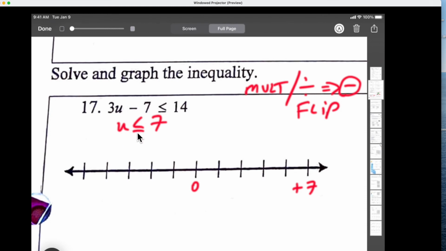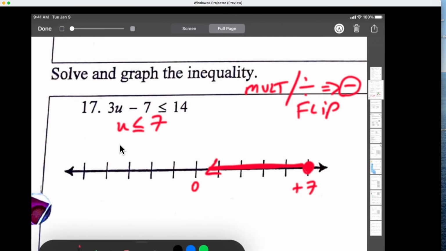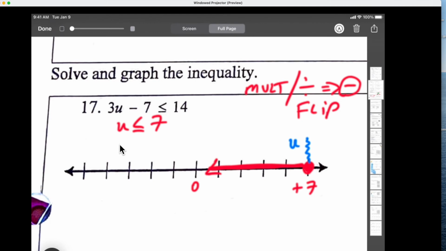Because this is a less than or equal sign, we're going to make this circle circled in, and then we're going to shade all those areas where u is less than or equal to 7. Okay, if you're not sure, you can do this. Okay, put a little line here and put u on both sides of that 7.